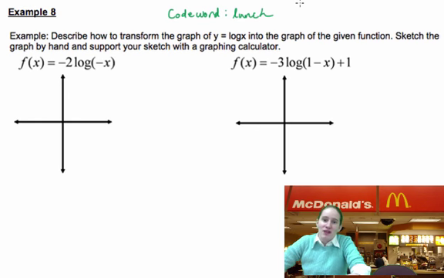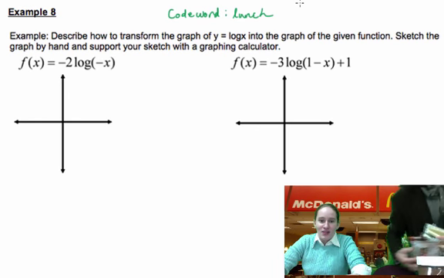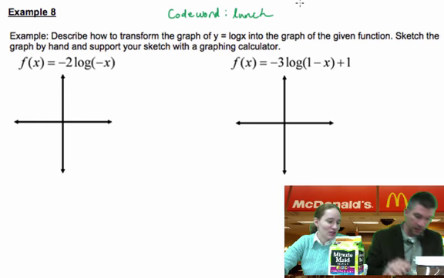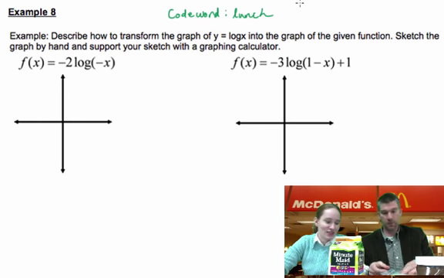Okay. Describe how to transform the graph of y equals log x into the graph of the given function. Sketch the graph by hand and support your sketch with a graphing calculator.